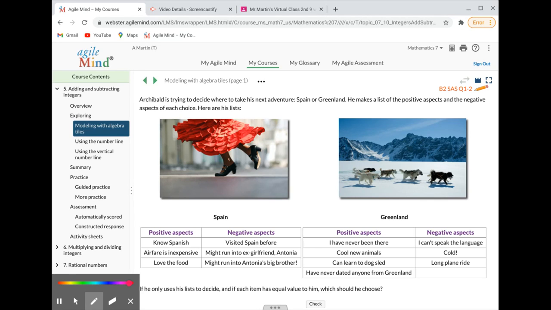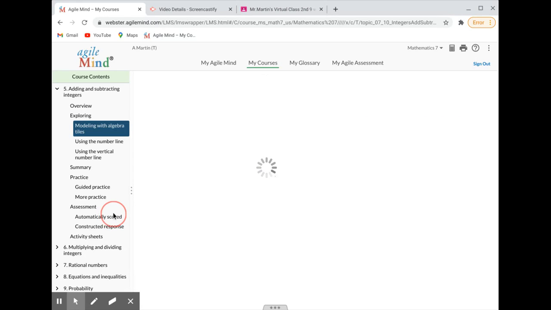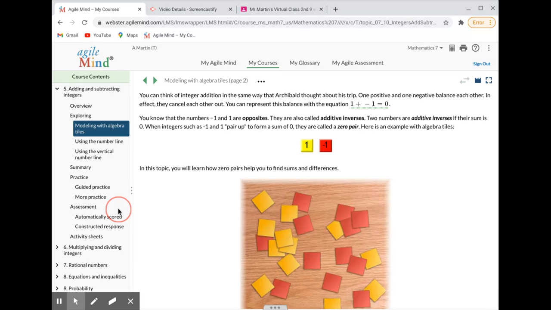So now we're going to go to page 3, and not page 3, we're going to go to page 2. And we're going to talk about additive inverses and zero pairs. So, Levi, would you mind reading that for us, please, sir?